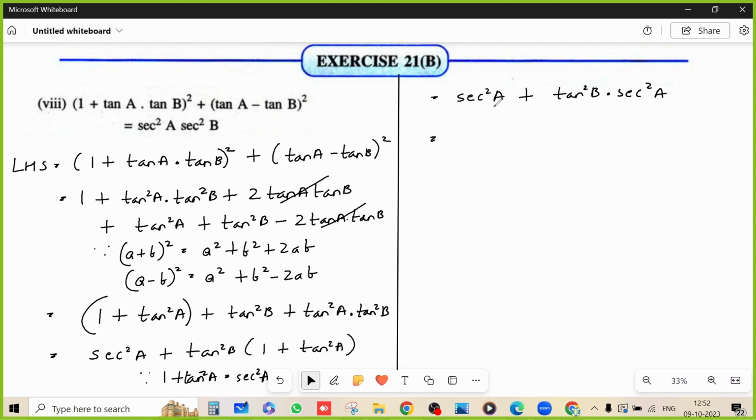Again now we can take sec square A common from both the terms. So this will become 1 plus tan square B, and this can be written as sec square B now. This is equal to the RHS, and hence we have proved.